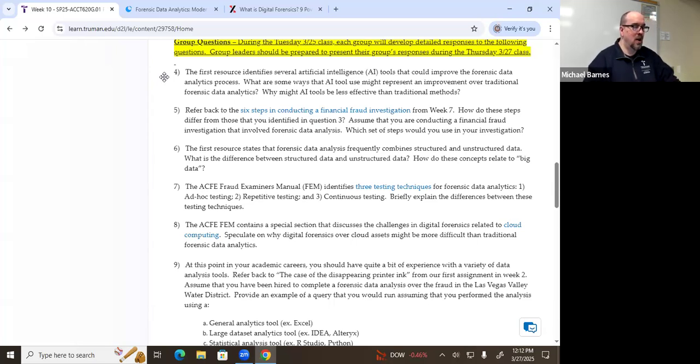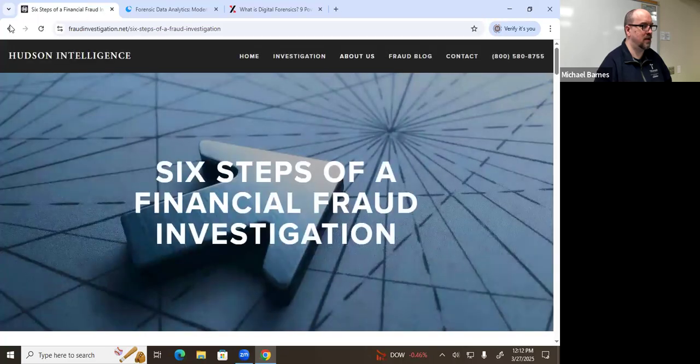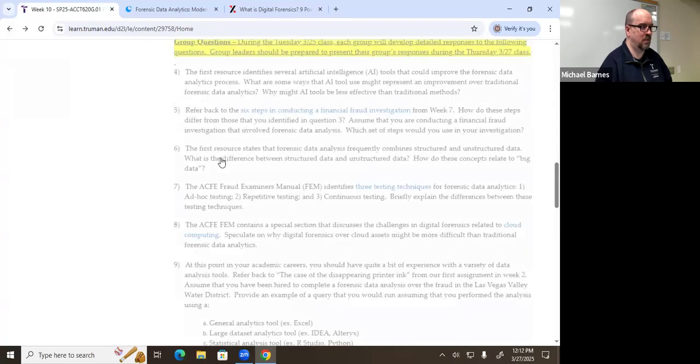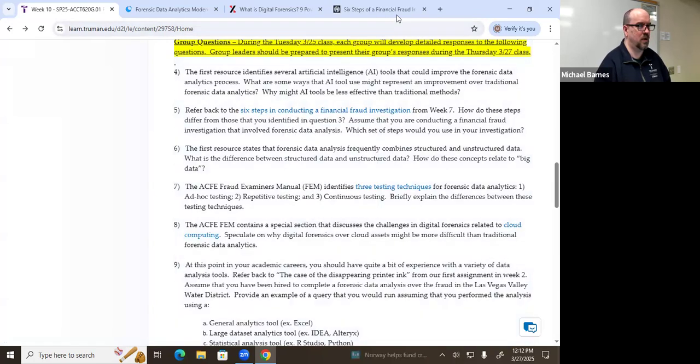All right. So referring back to the 6 steps in conducting a financial fraud investigation, I think I've got that link. Let's take a look. Oh, doggone it! I meant to open it in that tab. Let's try this again. Dr. Barnes and his inability to work with new technologies.